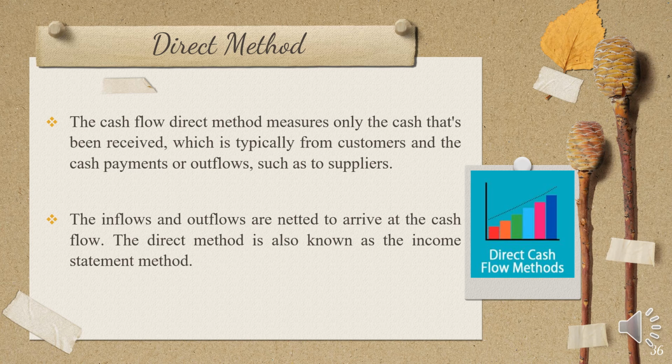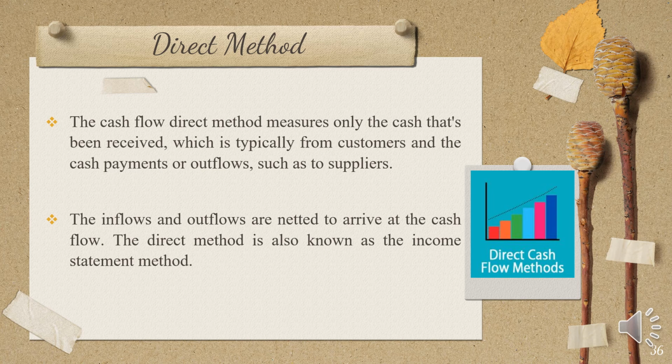The cash flow direct method measures only the cash that's been received, which is typically from customers, and the cash payments or outflows such as to suppliers. The inflows and outflows are netted to arrive at the cash flow. The direct method is also known as the income statement method, where the direct method lists the cash receipts and the cash payments made during the accounting period.